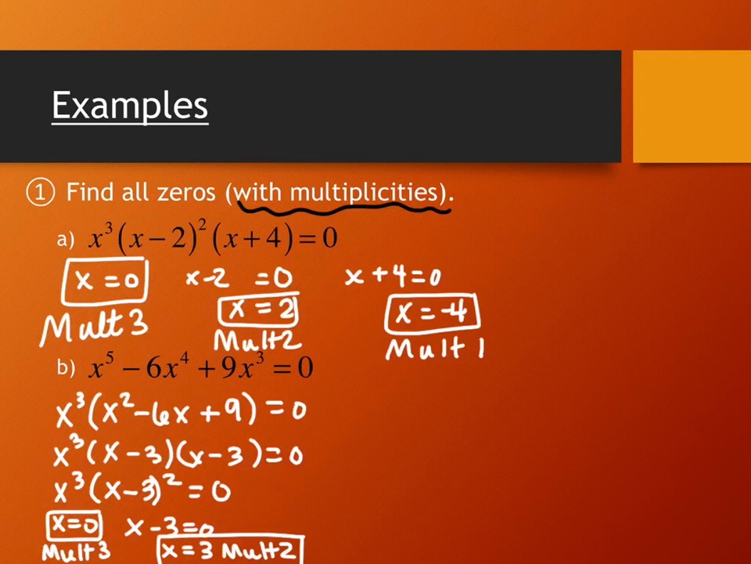So let's take a look. It sort of looks like there's only 2 answers, x equals 0 and x equals 3. And that's true. There's 2 distinct answers. But the first one occurs with multiplicity 3. There are 3 zeros at x equals 0. There are 2 zeros at x equals 3. That's a total of 5 zeros. And it's because it's the power 5.